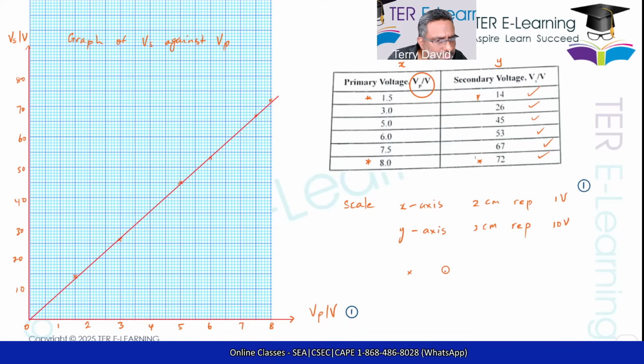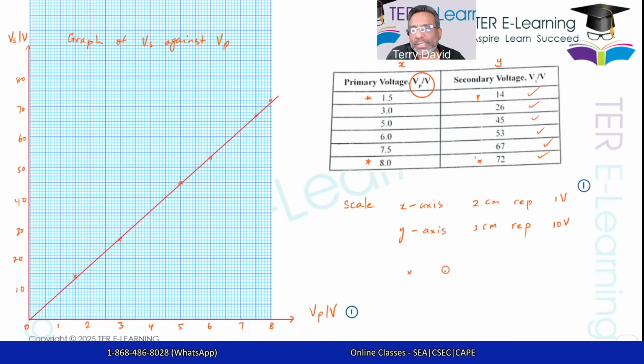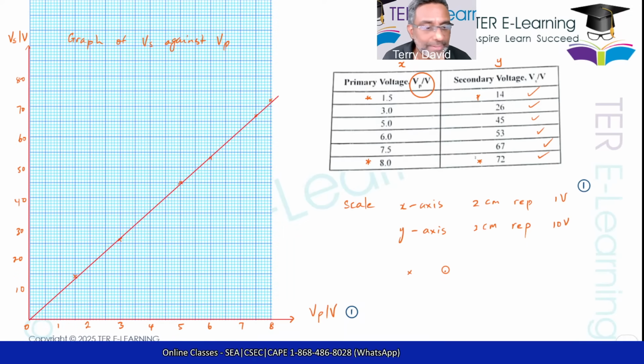Pen for what? For the graph? Now, when it comes to plotting, I would suggest use a pencil, please. If you plot your graph in pen and you make a mistake, how are you fixing that?